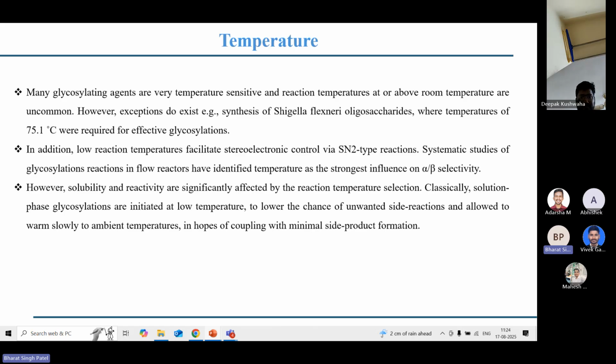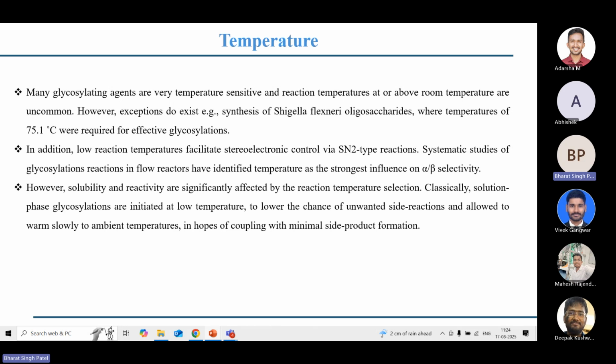And the low temperature always facilitates the SN2 type reactions, and the lower temperature gives beta glycoside compared to the alpha. Also, glycosylation reaction at lower temperature will minimize the side products, and the stereochemistry will also be controlled at the lower temperature.